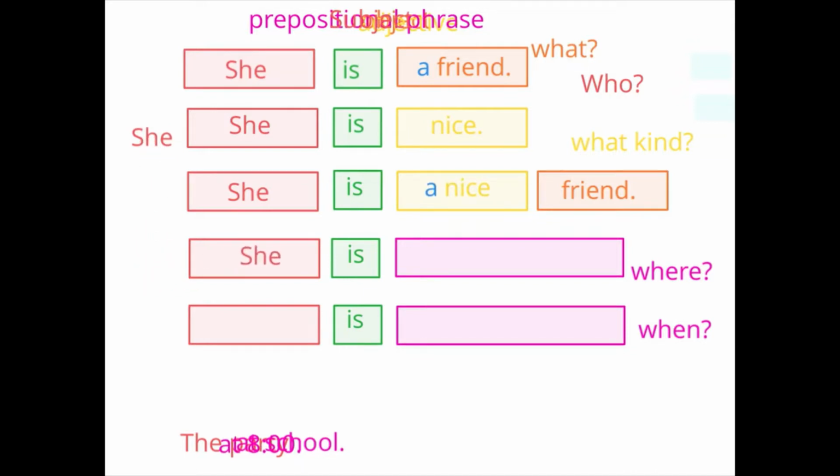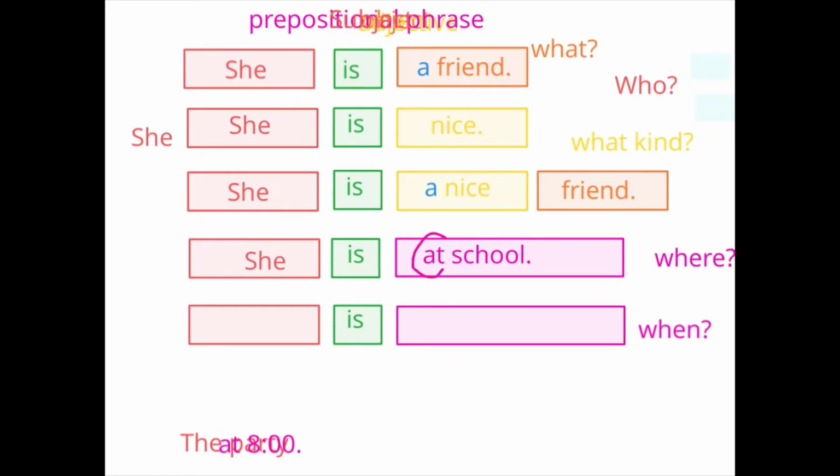We can say she is where. This sentence is telling us who is where. She is at school. This is a prepositional phrase and it begins with the preposition at and it ends with a noun, which is the object of that preposition. She is at school.